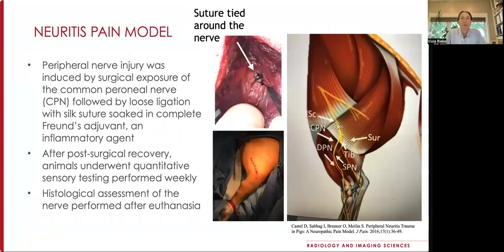In our study, we developed a neuritis pain model in pigs, which mimics neuropathic pain. Peripheral nerve injury was induced by surgical exposure of the common peroneal nerve, followed by loose ligation with silk suture soaked in complete Freund's adjuvant, an inflammatory agent. After post-surgical recovery, the animals underwent quantitative sensory testing. At the end of the study, the nerve was excised for histological assessment.